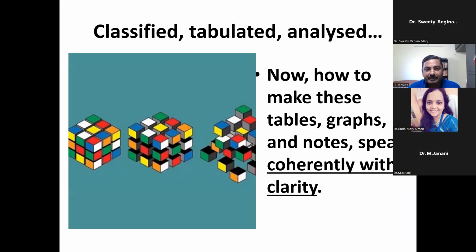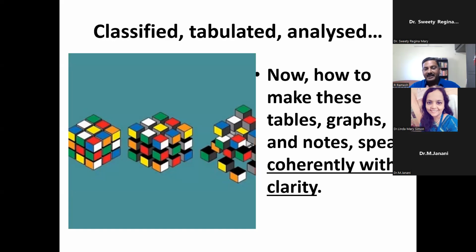So you have classified your data, you have tabulated, you have analyzed. Now, how to make these tables, graphs, and notes speak coherently with clarity. There must be coherence, there must be clarity. If there is chapter 1, chapter 2, chapter 3, there are several different elements in that. There can be tables, graphs, notes, and several different things. But all said and done, do they all make a coherent story? Do they give a clear story to the reader? That is what matters, and that is what report writing is about.